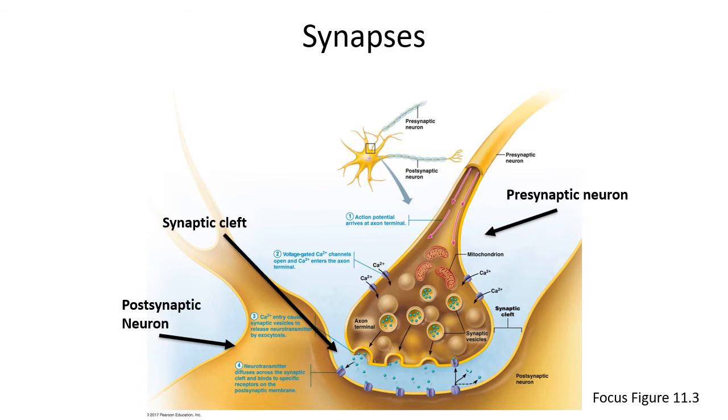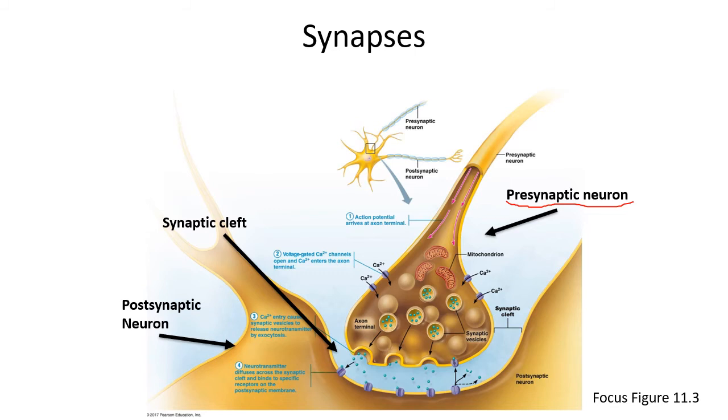Okay, and there's two types of synapses. The most common one is called a chemical synapse, and that's what we're going to take a look at very briefly here. So what happens is we end up with what's called the presynaptic neuron.